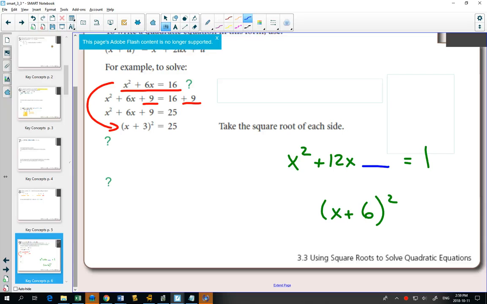What number would have been in there if I have x plus 6 squared on this side? Plus 36. But if you do plus 36 on one side of an equation, what will I have to do on the other side so it stays equal? I'll have to add 36 on that side. And so this equation here, what's going to be on this side? 37. Does that make sense?